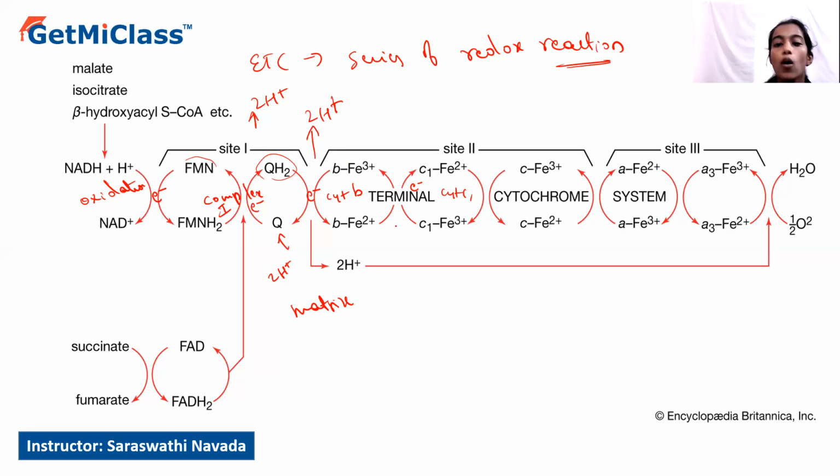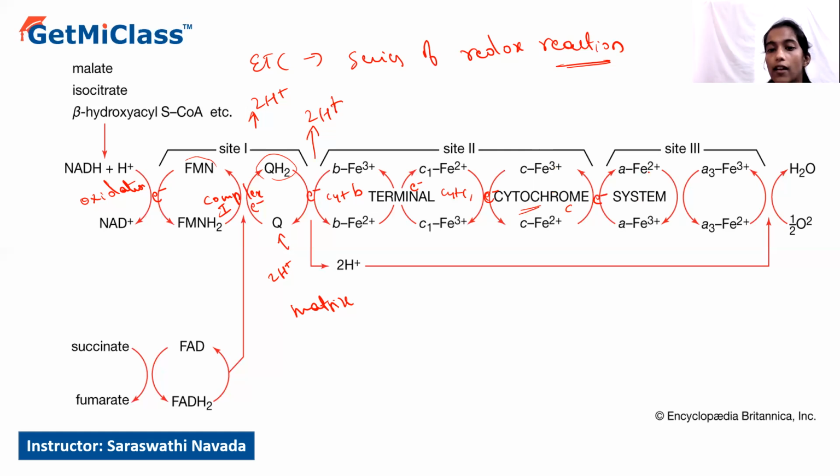Now, once the electron is transported to complex 3, from complex 3 the electron will be transported to complex 4 through one more mobile electron carrier called cytochrome C. So this cytochrome C again has an iron ion as a metal center. Upon accepting the electron, the ferric ion present here will be reduced into ferrous ion, and this reduced cytochrome C now carries its electron to complex 4.